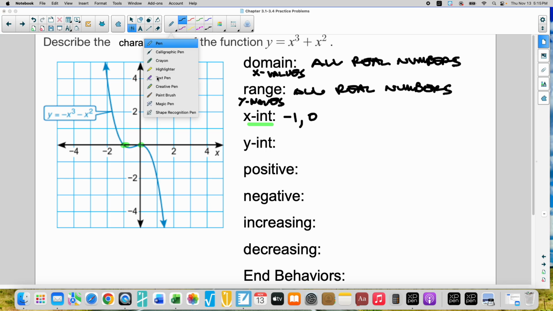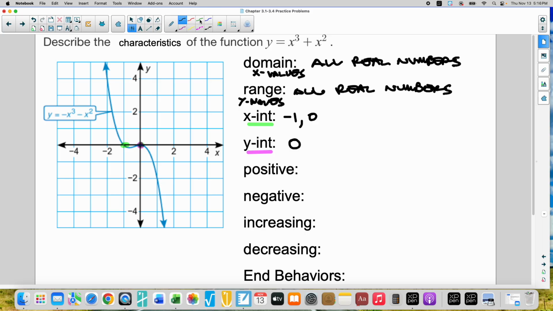For my y-intercept, where is it crossing the y-axis? Well, it shares right there. So that is 0. So that point is not only an x-intercept, it's also a y-intercept.